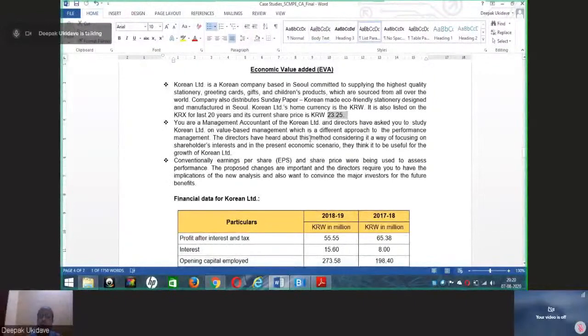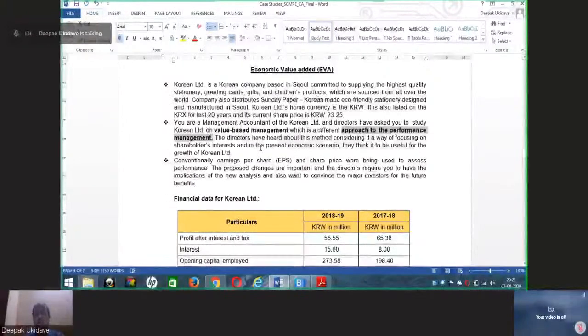You are the management accountant of this company. Directors have asked you to study this company on a value-based management basis. So now I highlight the word VBMS, value-based management. Remember the full form, value-based management, which is a different approach to performance management. Value-based management is an approach to performance management.